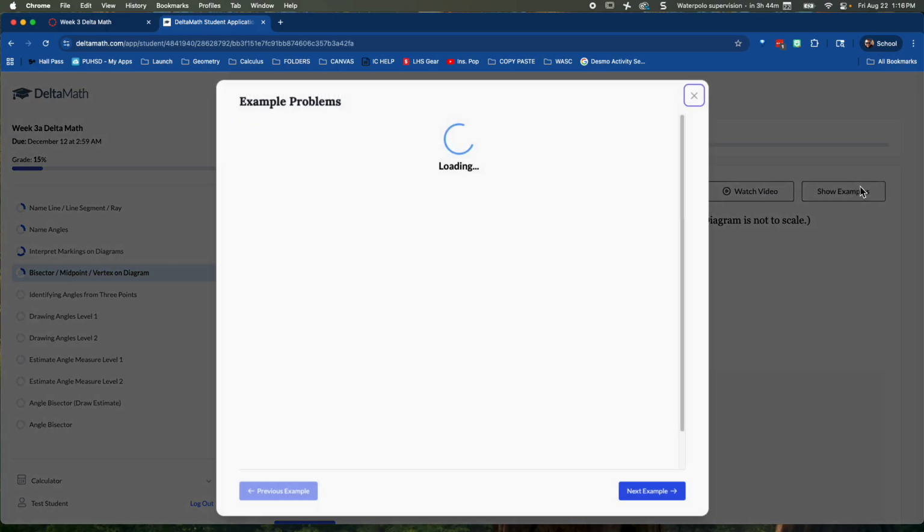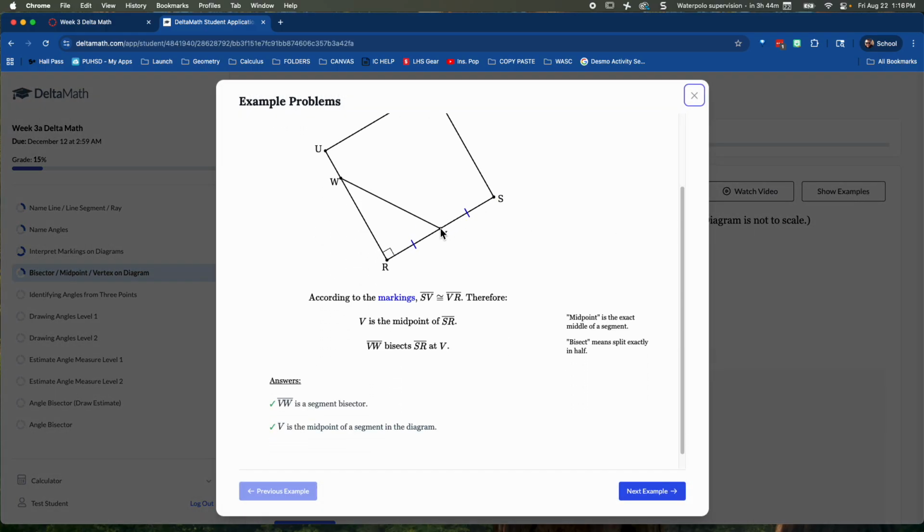Let's see if we can see some different examples of what's going on. I notice here that I have these two markings that split that into two equal halves. So V we would call the midpoint. You could also say that this segment VW is a bisector, or it's cutting in half the other segment SR into two pieces, SV and VR. So what would have been true in this case? VW is a segment bisector because it's slicing in half a longer segment. And V is the midpoint of that longer segment.